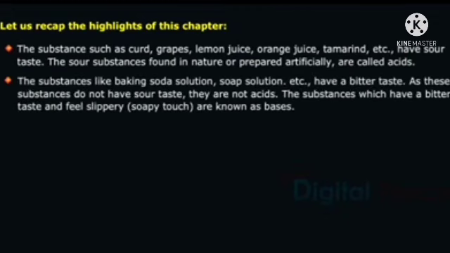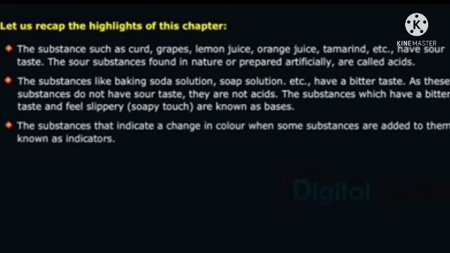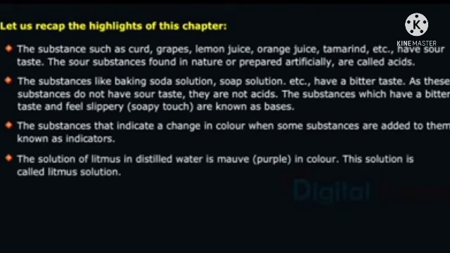Substances such as curd, grapes, lemon juice, orange juice, tamarind, etc. have a sour taste. The sour substances found in nature or prepared artificially are called acids. Substances like baking soda solution and soap solution have a bitter taste, as these substances do not have a sour taste. They are not acids. The substances which have a bitter taste and feel soapy are known as bases.